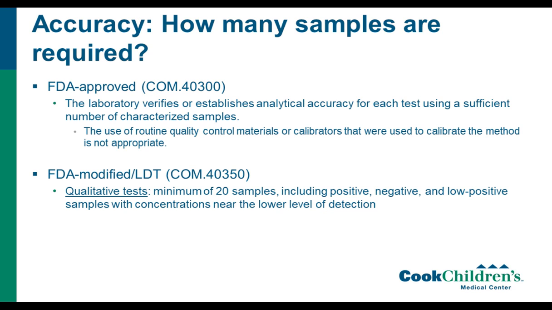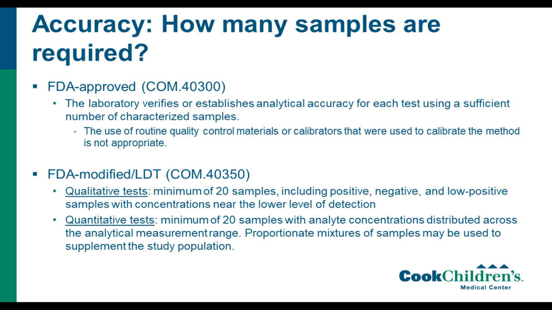They do give specific numbers for that, and so for qualitative tests, it's a minimum of 20 samples, and this includes positive, negative, and low positives. Specifically for quantitative tests, the number is the same. It's a minimum of 20 samples, but they say that it must span the analytical measurement range, which is basically the range of the assay. So if your assay goes from 500 to 5 million, you want to have samples that fall across that curve and not just all of them falling around 50,000, for example.